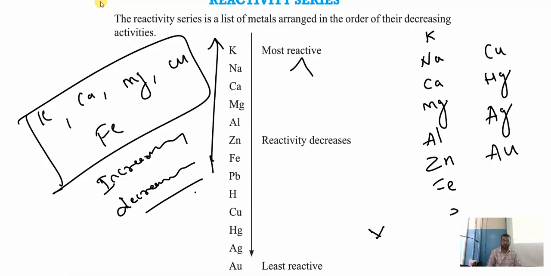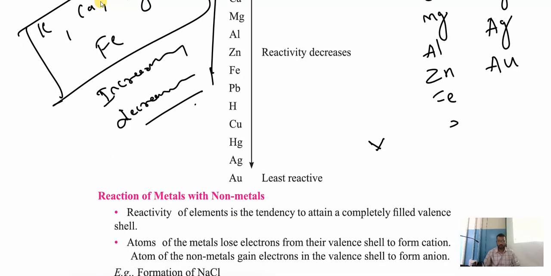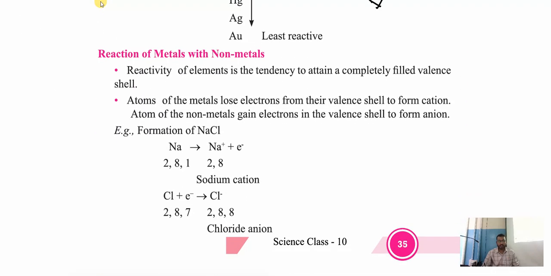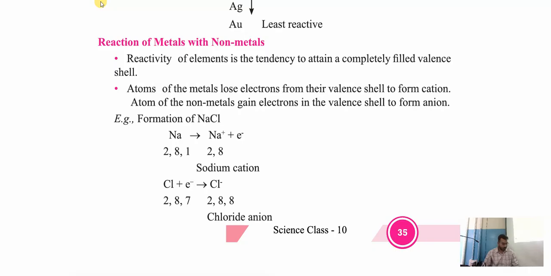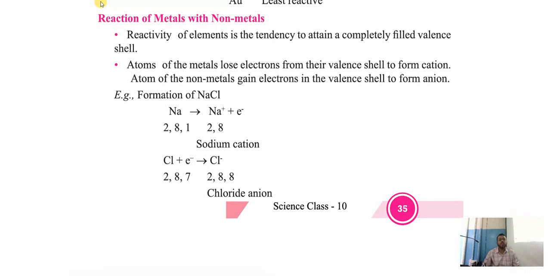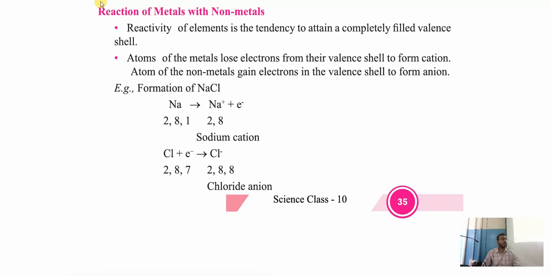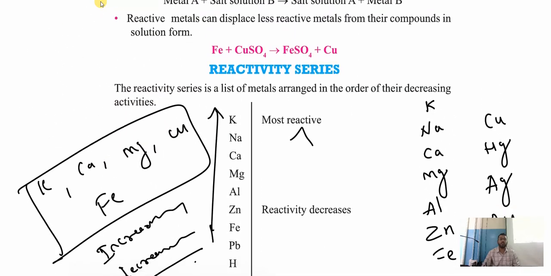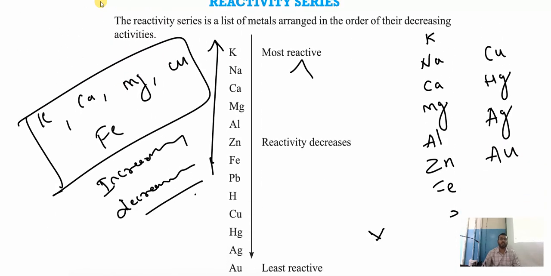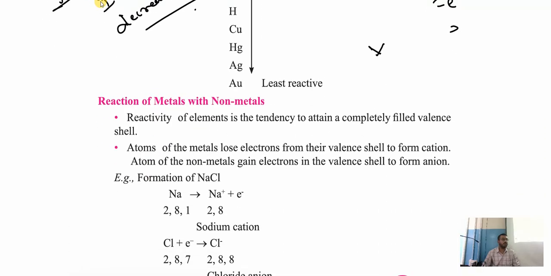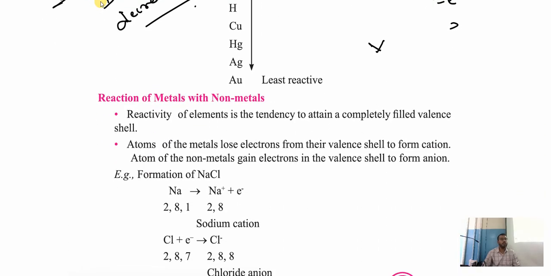Understood? Good. Now, reaction of metals with non-metals. Okay. Sometimes they will ask you one more question. Which is the highly reactive metal or most reactive metal? Example, potassium. Which is the least reactive metal? Gold. Sometimes we also call it platinum. Below gold, platinum will come. Pt, platinum. After gold, platinum will come.